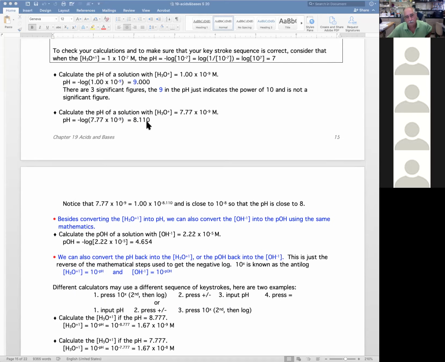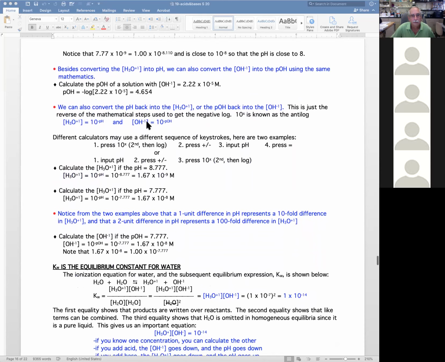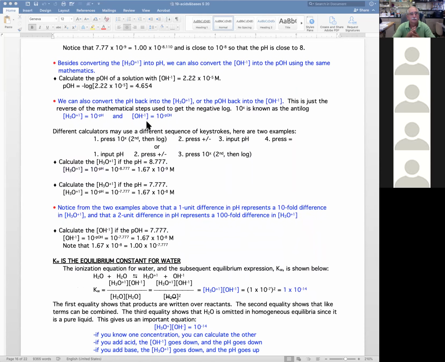So I gave a couple. You just have to make sure you got the keystrokes correct on your calculator. So here's another one. Besides converting hydronium into pH, we can take the hydroxide and turn it into the POH. It's the same exact mathematics. So calculate the POH of a solution with the hydroxide ion concentration of this.